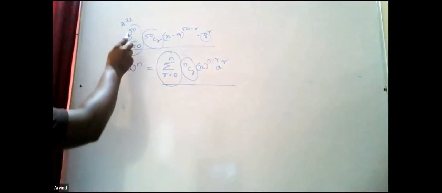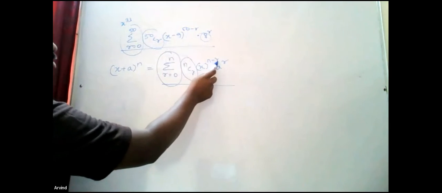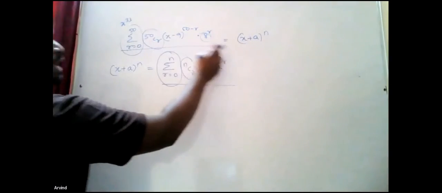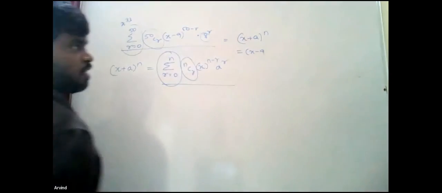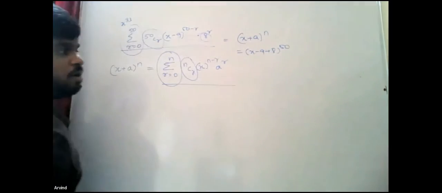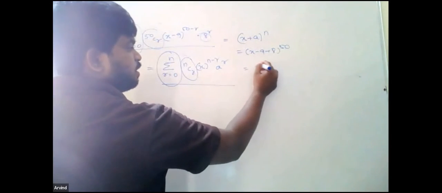In place of a, there is 8. This summation and this summation are looking exactly the same. Here in place of n, there is 50. Wherever n is, there is 50, including in n minus r. So here also there is n minus r, and 50Cr is nCr. Here instead of x there is x minus 9, and instead of a there is 8, that's all. Therefore this can be written as (x plus a) whole to the power n. What is x? x is x minus 9. And what is our a? Our a is 8, whole to the power n. n is 50. Okay, minus 9 plus 8 is (x minus 1) whole to the power 50.